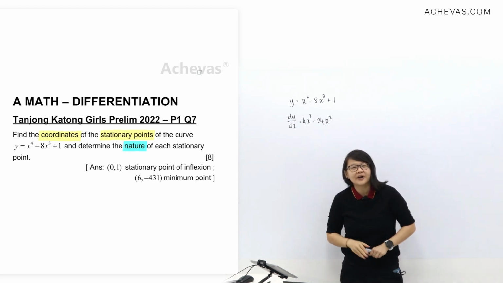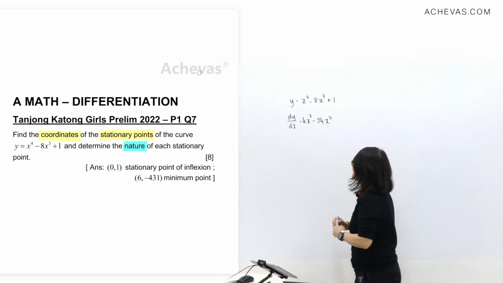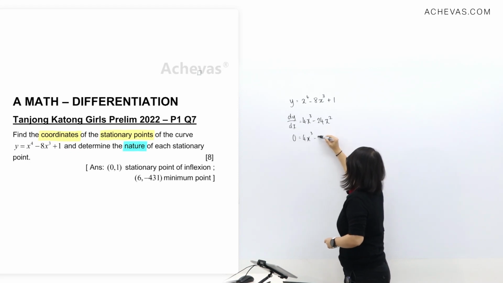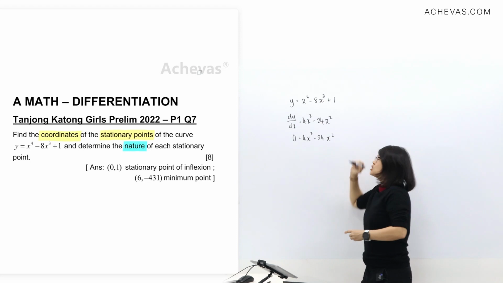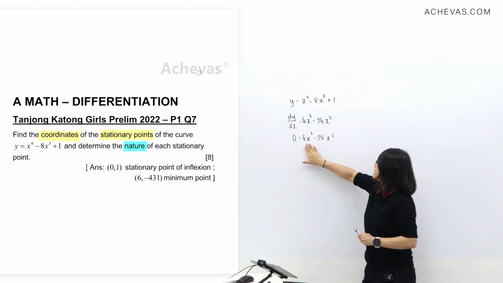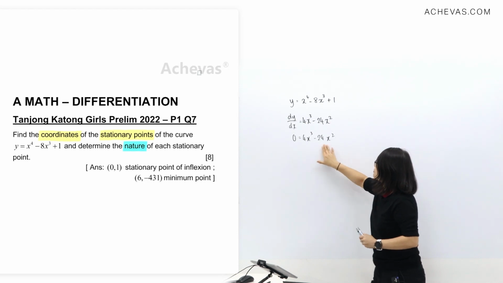At a stationary point, the gradient is going to be 0. So next step, I'm going to put 0 equals 4x cubed minus 24x squared. So now I'm solving the equation. Take a look at this. I can factorize 4 and x squared out from these two.